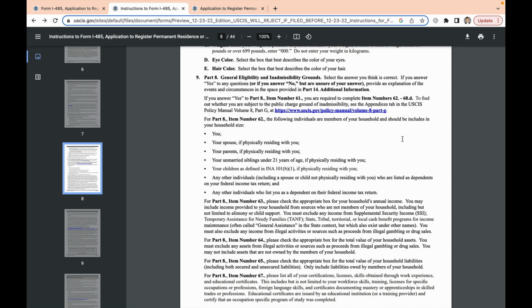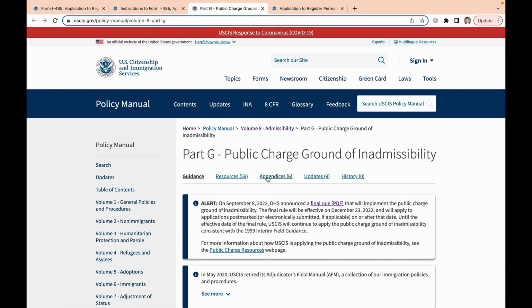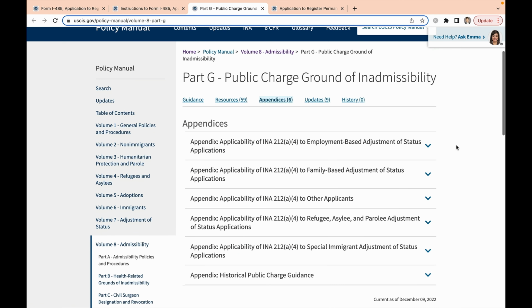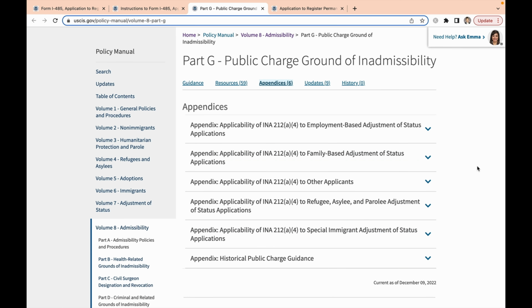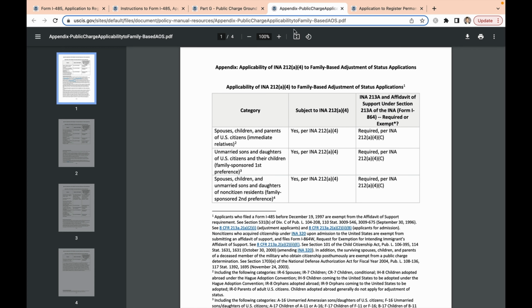When we go to the instructions of the updated Form I-485, this is what they're saying. To find out whether you're subject to the public charge ground of inadmissibility, see the Appendices tab in the USCIS Policy Manual, Volume 8, Part G. So let's look into it. We go under Appendices, and I will be covering the family-based adjustment of status, but if you fall under a different category, please make sure to verify if that law actually applies to you.